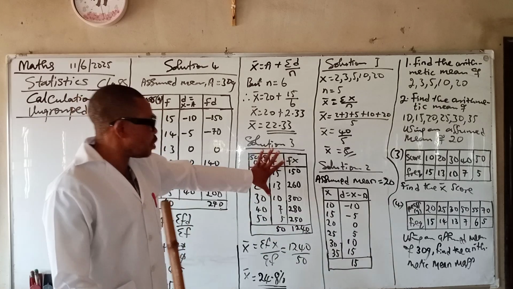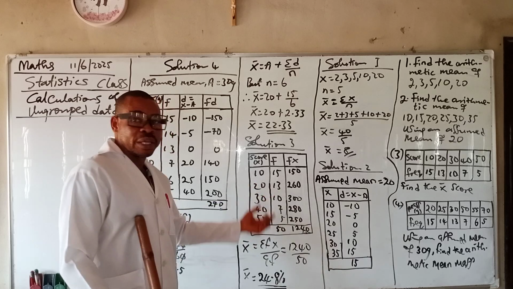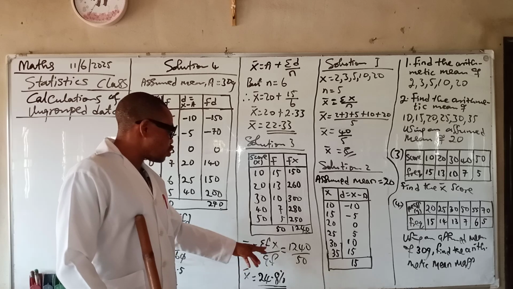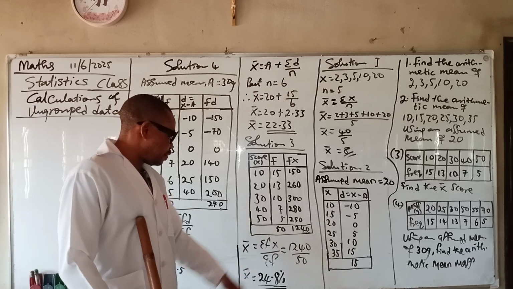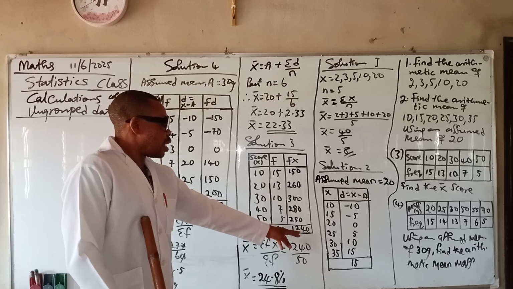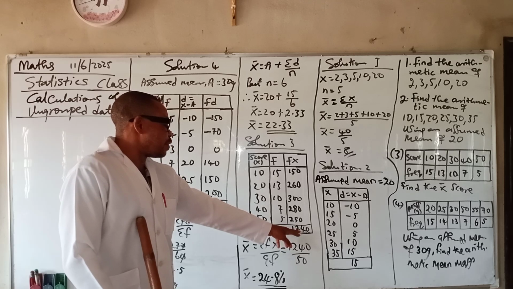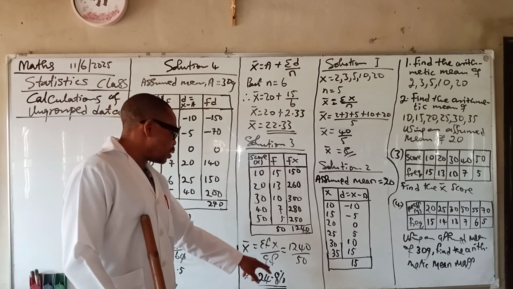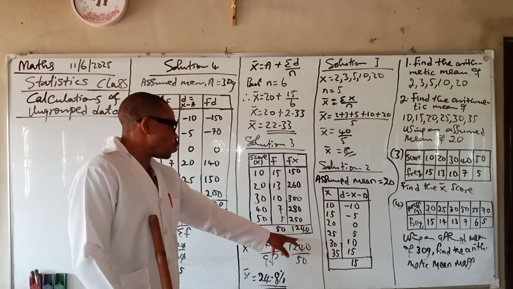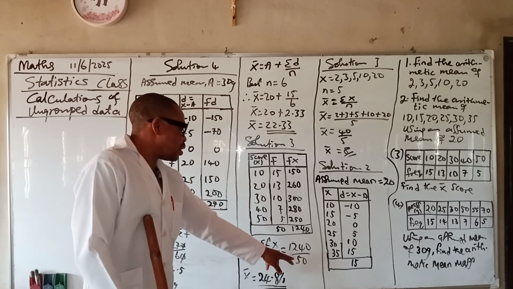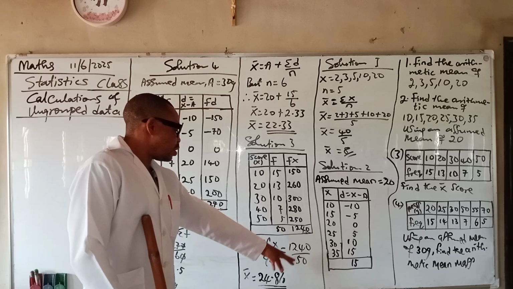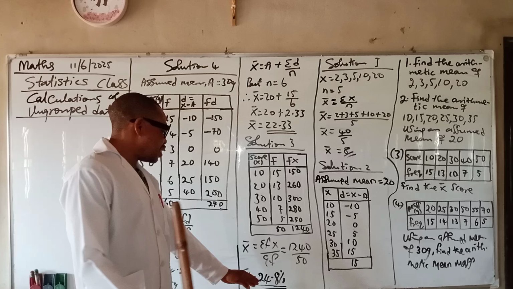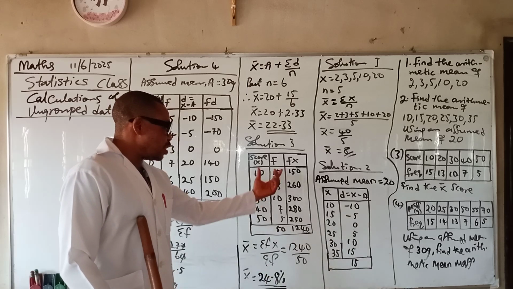Then the formula for calculating this type of arithmetic mean, based on our formal discussion, is x bar equals summation fx over summation f. We now use this total sum of fx to replace summation fx. We now use total sum of f to replace summation f. We now have 1,240 over 50. Dividing this will now give us 24.8%. That is the arithmetic mean score of the students.